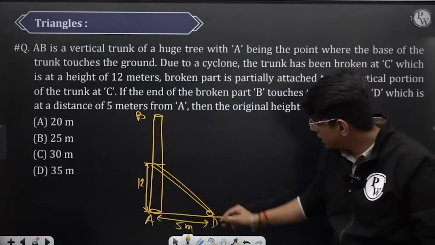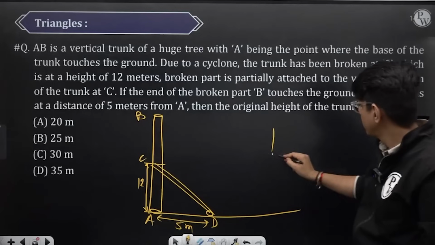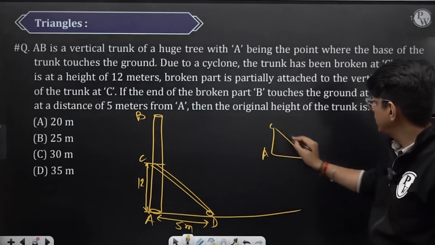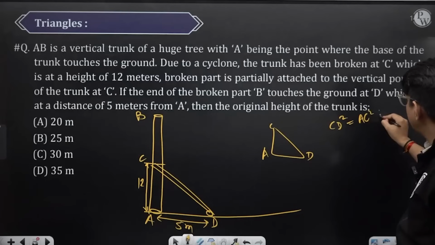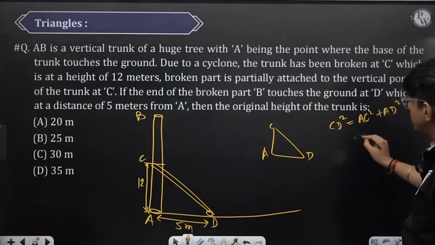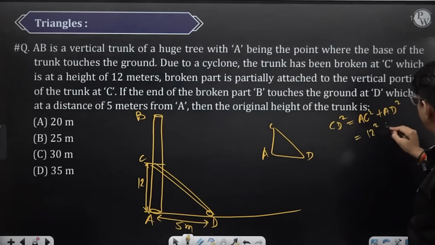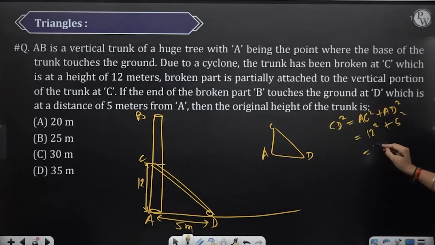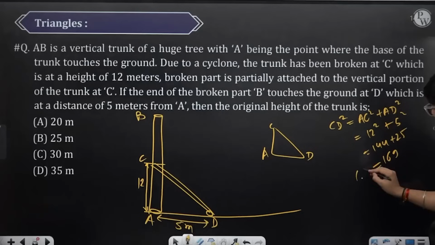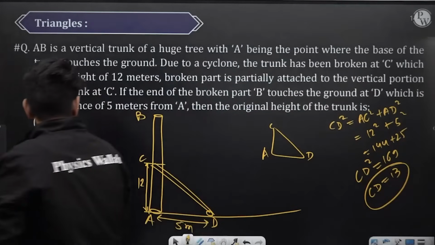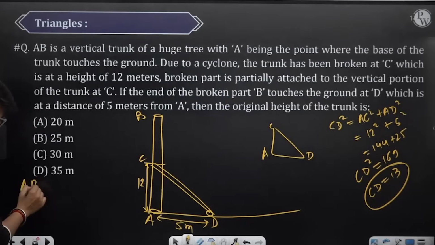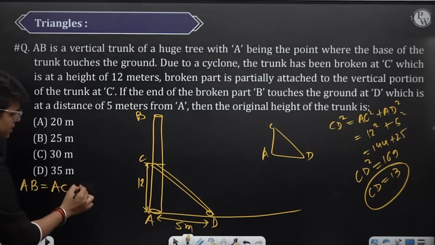So in this triangle, if this is C, A, D, CD square equals AC square plus AD square. That is 12 square plus 5 square, which is 144 plus 25, which is 169. So from here CD equals 13. Now AB equals AC plus CB.